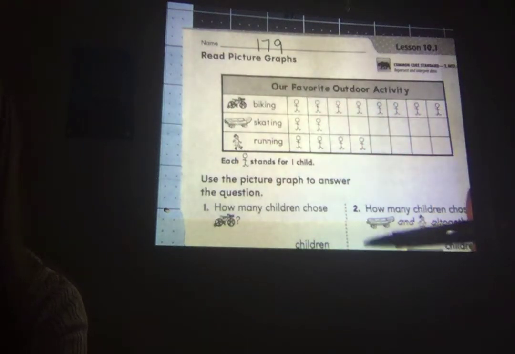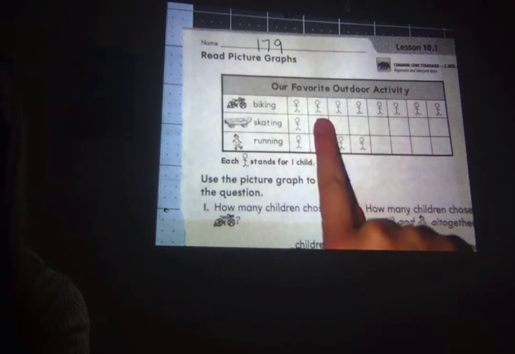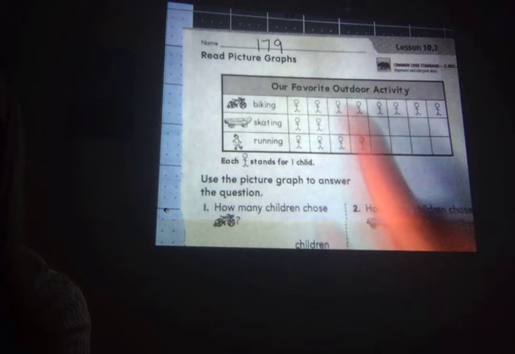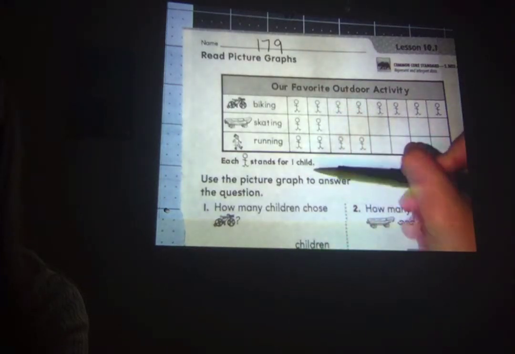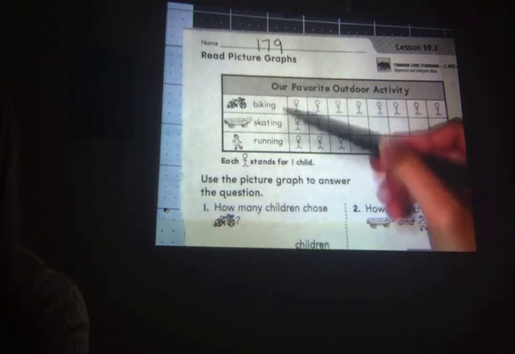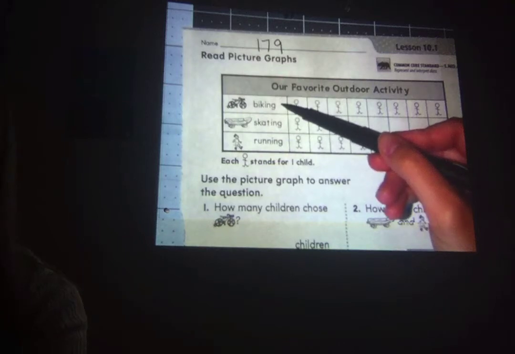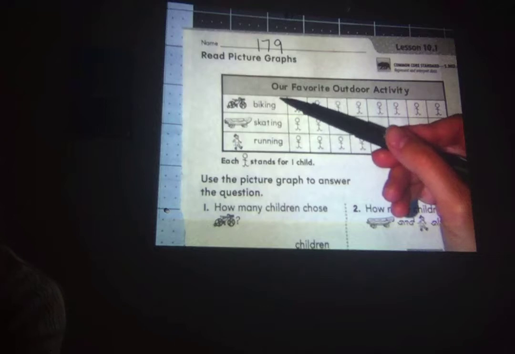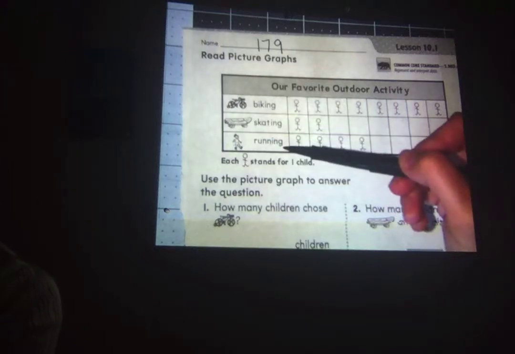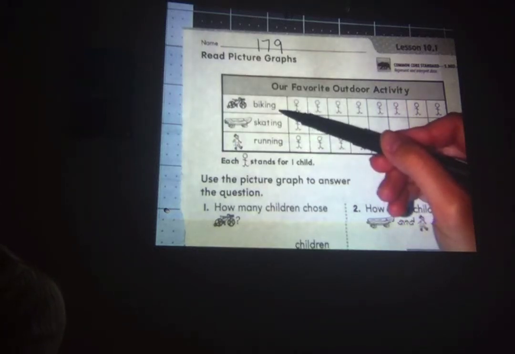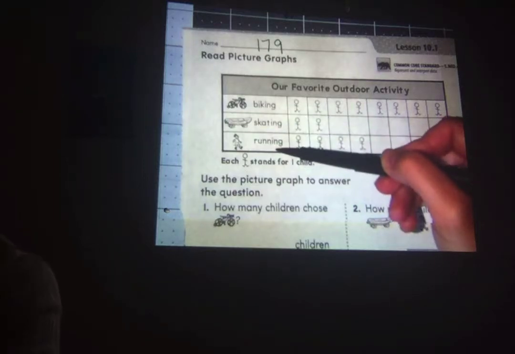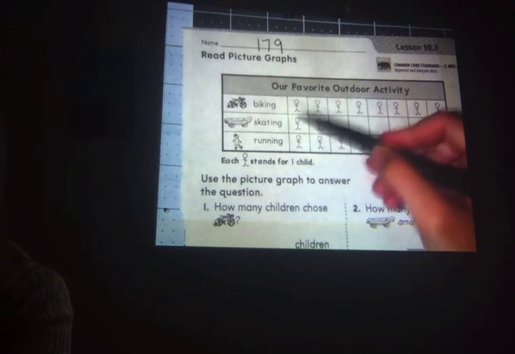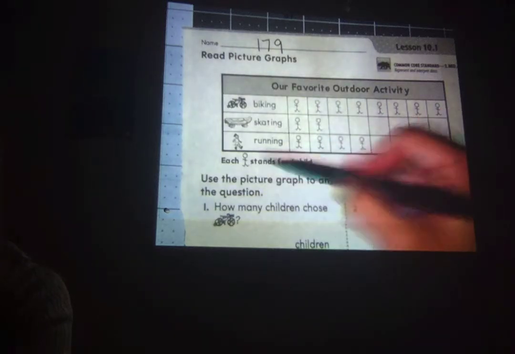Okay, I'll say that one more time. We're using pictures, so how many stick people pictures tells us how many kids said that this activity was their favorite outdoor activity. That's what I mean by a picture graph, okay? So it's important to remember that the 3 activities are biking, skating, and running. And it's important to remember that one stick figure picture means one child.